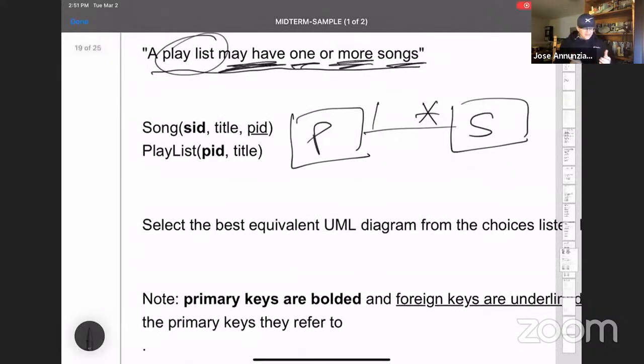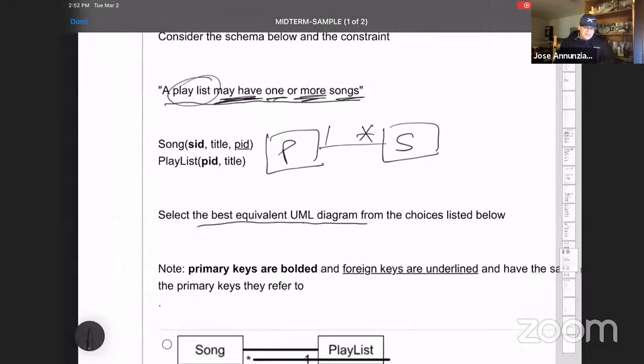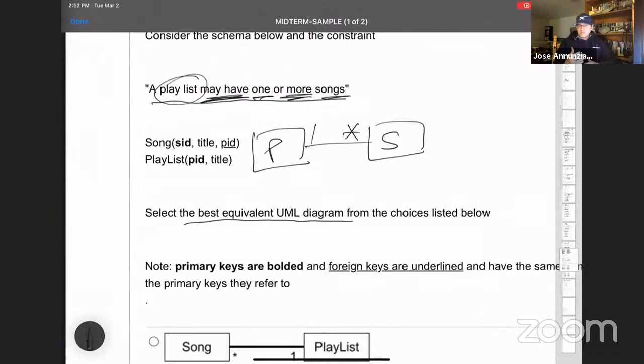Select again the best equivalent UML diagram, meaning you're going to have two UML diagrams that look almost identical to each other. You're going to have to scratch your head and ask which one's better. And you also need to understand what criteria you are using to choose one versus another, and whether your criteria is valid.